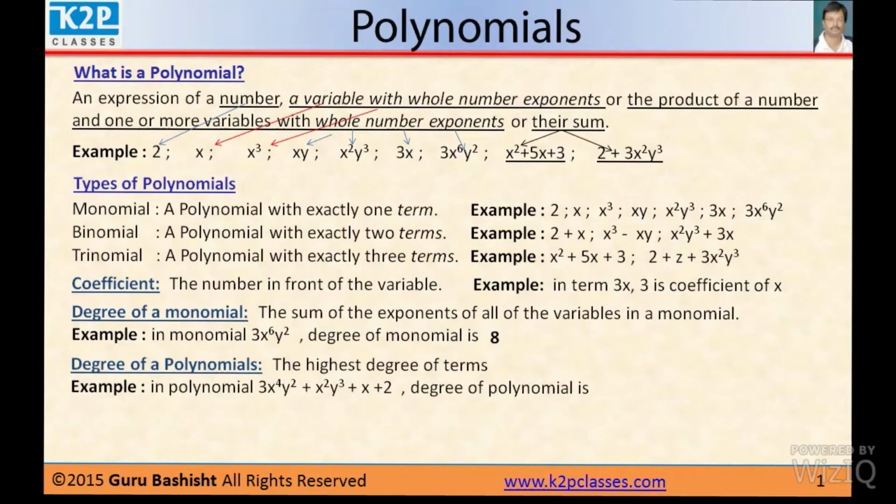Degree of polynomials. The highest degree of its terms. Example, in polynomial 3x to the power 4, y to the power 2, plus x to the power 2 y to the power 3 plus x plus 2. So the degree of the first term is 6, the second term is 5, the third term is 1, and the fourth term is 0. Which one is the maximum? You are absolutely thinking in the right direction. It is 6.